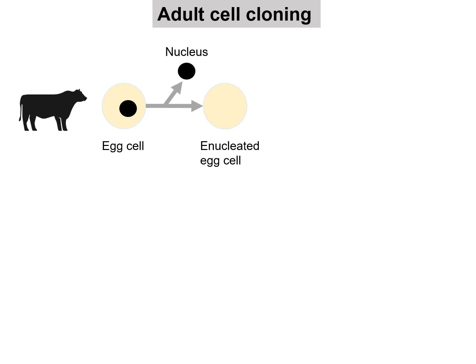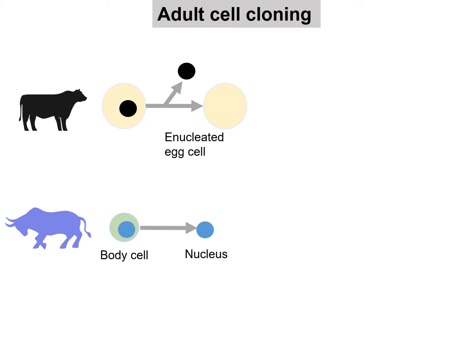We're now going to look at the process called adult cell cloning. In adult cell cloning, we first of all remove an egg from a female organism. We then remove the nucleus, so all the nuclear DNA is gone, and we end up with an enucleated egg.